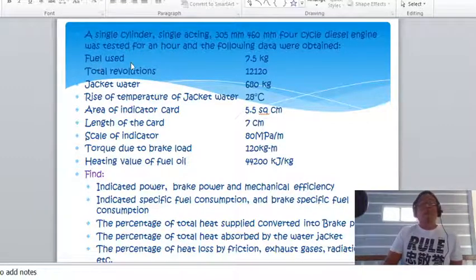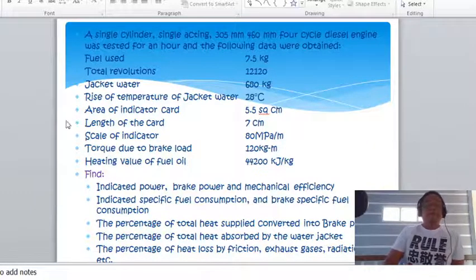The jacket water is 600 kilogram. Rise of temperature of jacket water is 28 degrees. The length of indicator card is 7 centimeter. The scale of indicator card is 80 megapascal per meter. The torque due to brake load is 120 kilogram meter. Heating value of fuel is 44,200 kilojoules per kilogram.